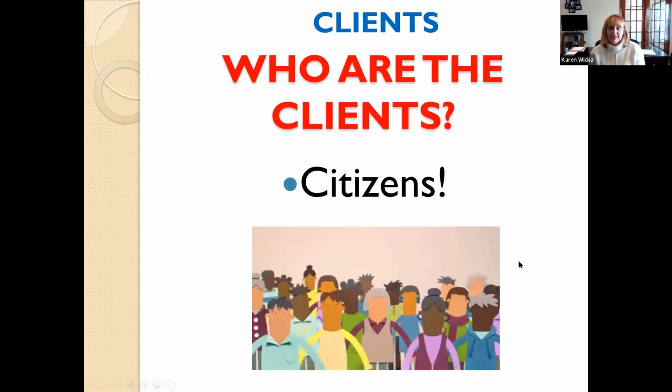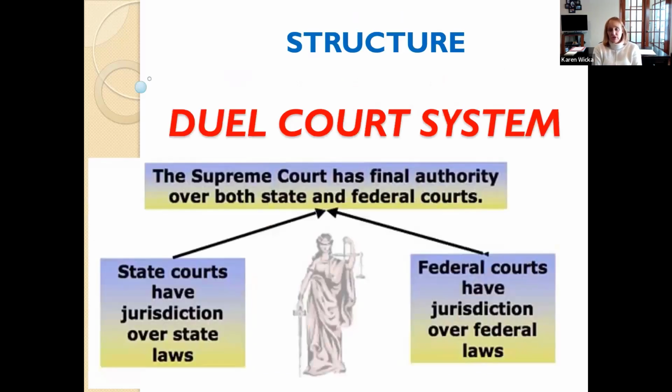And I would say it's the citizens, just like a lot of the different things that we've talked about. The citizens are the clients. These are public organizations. You work for the government, and so they are there for the citizens of that government. Now, what is the structure of the courts? Again, I hope this is a review.